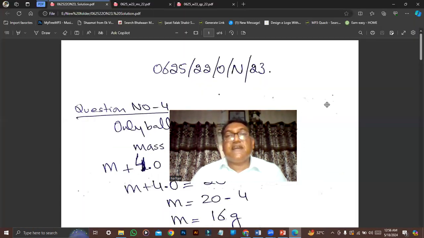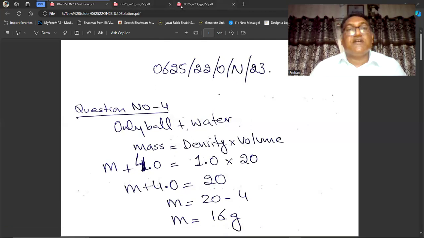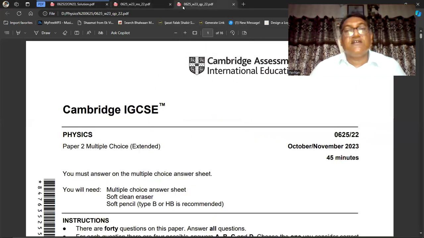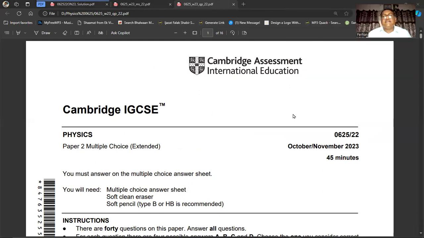Today's paper is October-November 2023 paper 2. This is IGCSE Physics, and let's start.